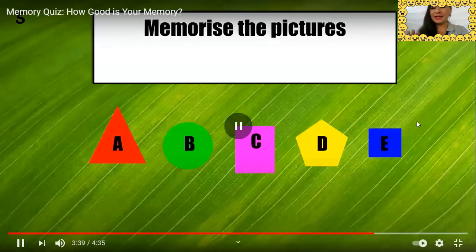This is the last task. Memorize the pictures. Here we have the names of these figures. This is a triangle, this is a circle, this is a rectangle, I think. This is a pentagon, and this is a square. Well, memorize the pictures. These are some shapes.